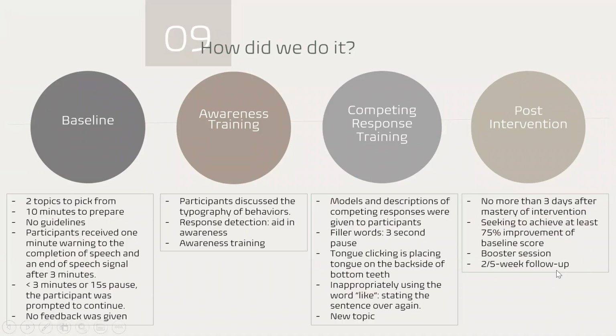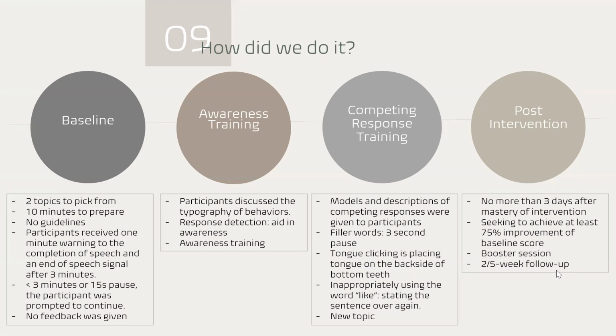So how we did it. For baseline measures, participants were given 2 topics to choose from the list of 25 topics put together by all participants. After choosing a topic, each participant was given 10 minutes to prepare their 3-minute speech with no guidelines as to what to say. A spokesperson was assigned to each participant in order to prompt the speaker to keep going if they stopped for 15 seconds or if before their 3 minutes elapsed, and to give the 1-minute warning to signal the end of the speech. No feedback was given for baseline speeches.